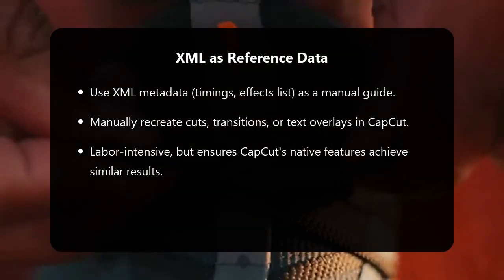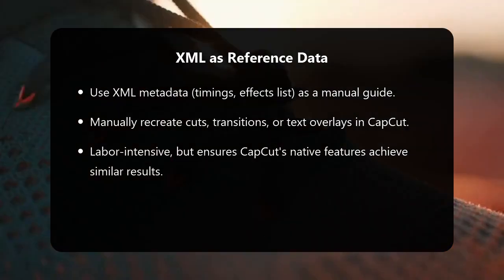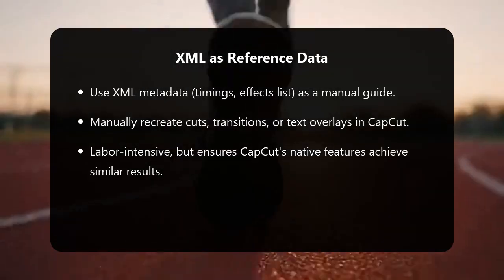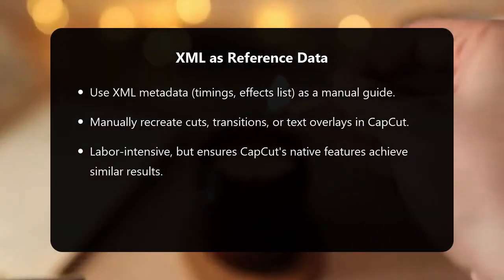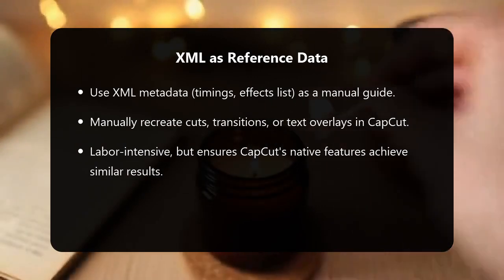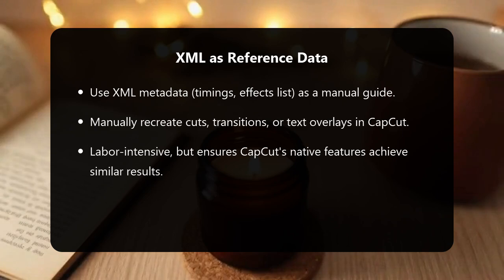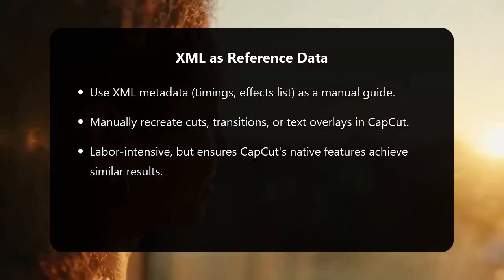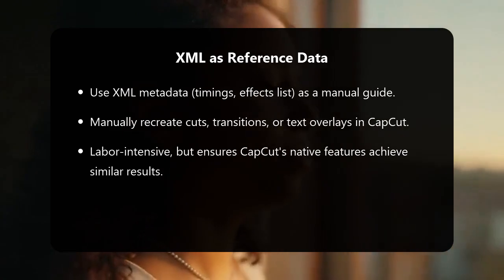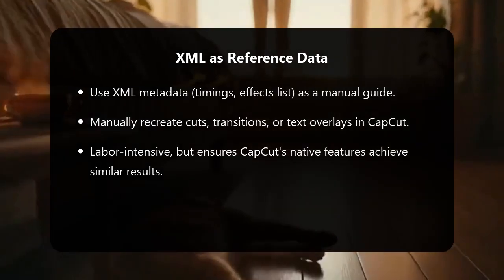Secondly, if your XML file contains metadata, specific timing information, a list of effects, or other non-timeline related data that you wish to replicate in CapCut, you'll need to use the XML file as a reference document. Open the XML file in a text editor or a specialized XML viewer to understand its content. Then, manually recreate the desired elements within your CapCut project.